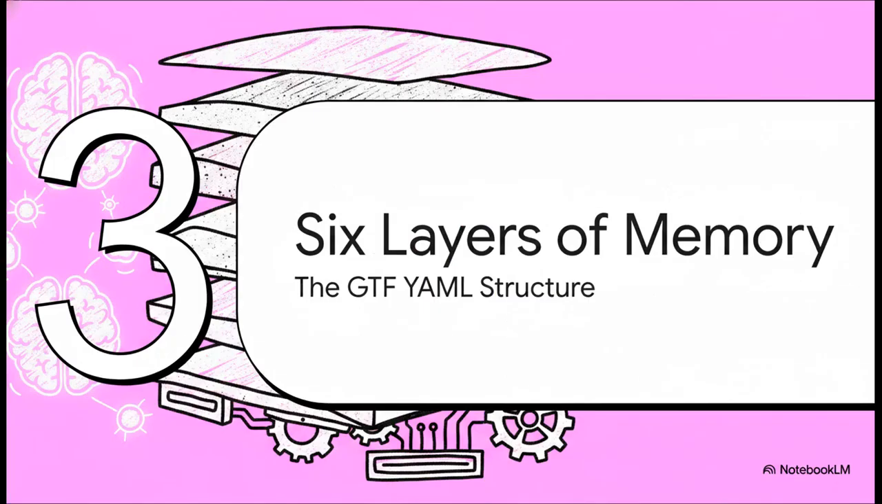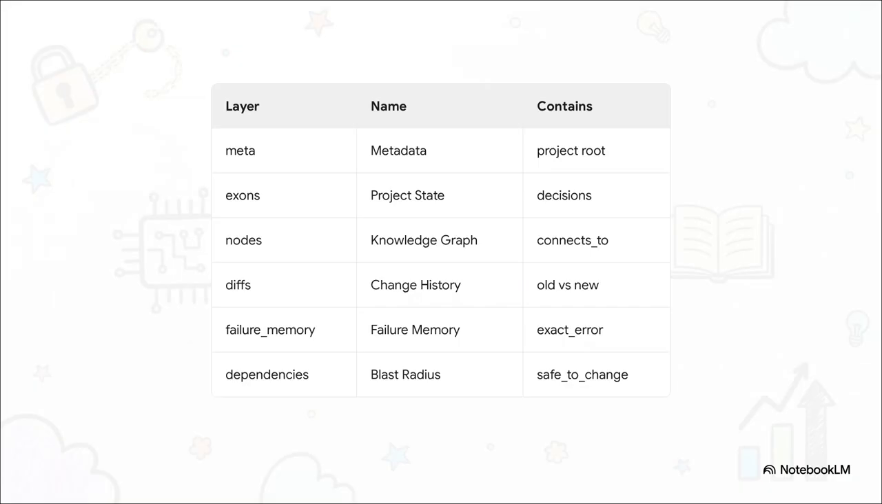Moving right along to part 3, the 6 layers of memory. Let's peek under the hood at the technical architecture. That memory file Mnemo uses, the GTF file, stands for Graph Time Failure, and it's organized into 6 very distinct layers. The first 4 are metadata, project state, knowledge graph, and change history. Basically, these give Claude the layout of your project. It knows your tech stack, your open problems, and the history of your code changes.